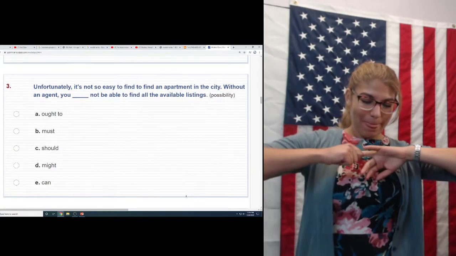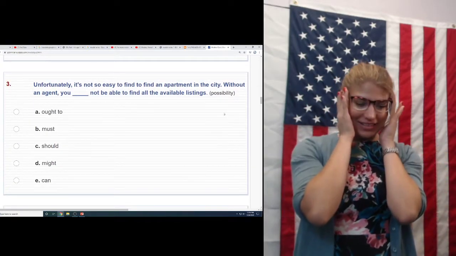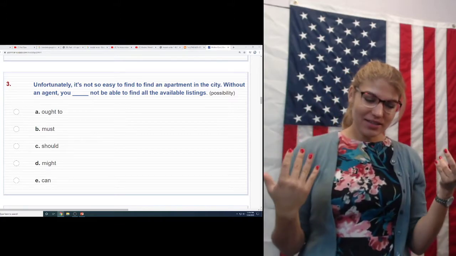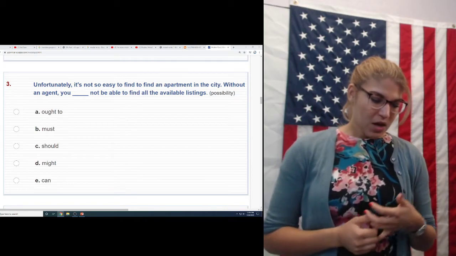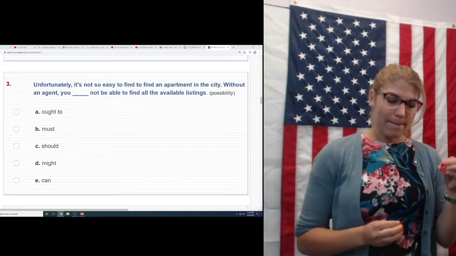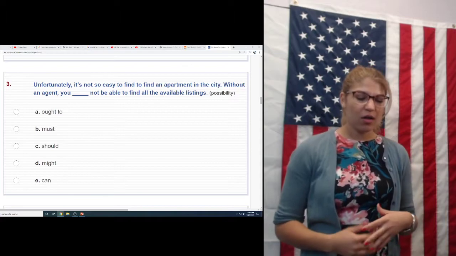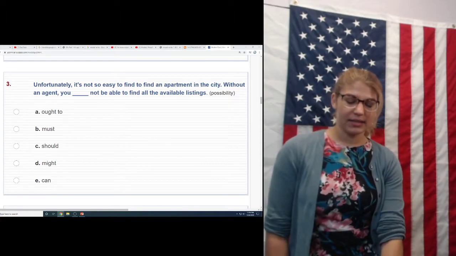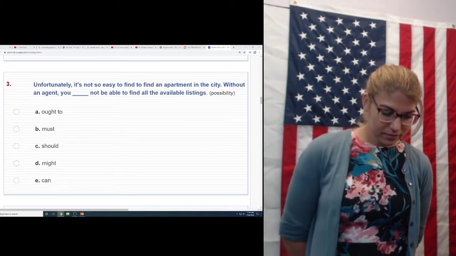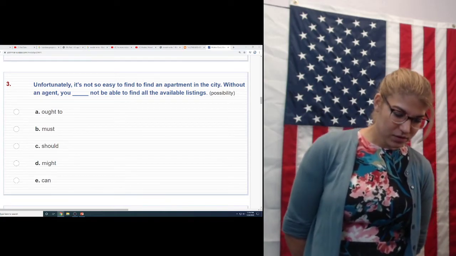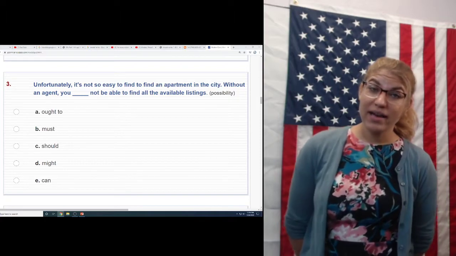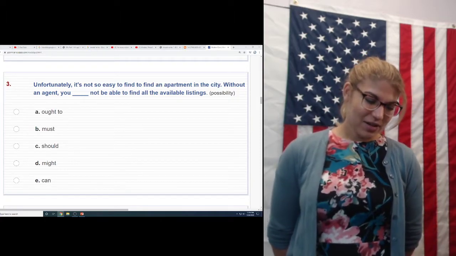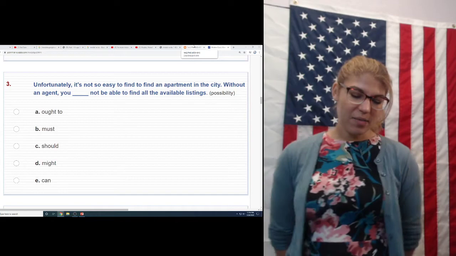Number 3. Unfortunately, it's not as easy to find an apartment in the city. Without an agent, you be able to find all of the available listings. Okay. It's negative because we have the word not at the end, but now we're talking about a possibility.